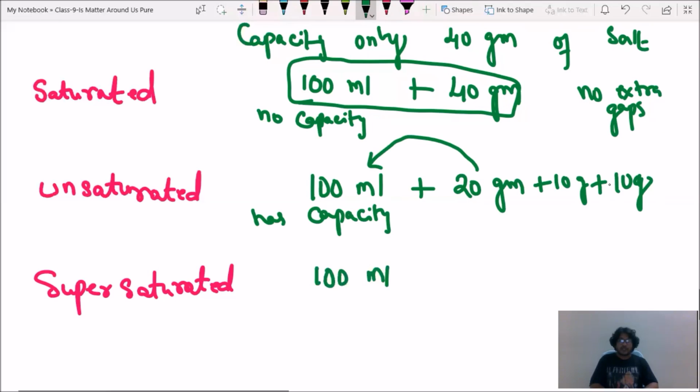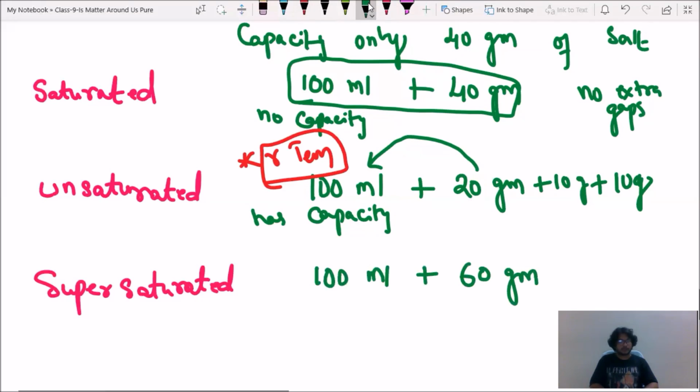Now here this condition is without raising its temperature. We are not raising temperature. Now this condition, we have 100 ml of water and we are mixing 60 grams of salt, or you can consider sugar. Instead of salt you can consider sugar for the best example. Gulab jamun making, we can take it once again. So here 100 ml of water has capacity of 40 grams of sugar.